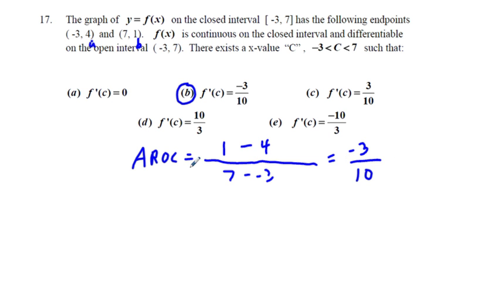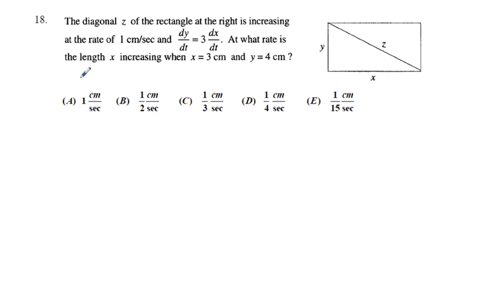We would set the first derivative equal to -3/10 and solve for x. Okay, next, problem 18. I thought this was the hardest problem of the bunch. The diagonal z of the rectangle to the right is increasing at the rate of 1 centimeter per second, and dy/dt equals 3 dx/dt. At what rate is the length x increasing when x equals 3 centimeters and y equals 4 centimeters?